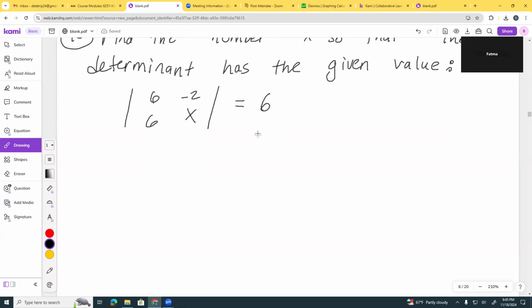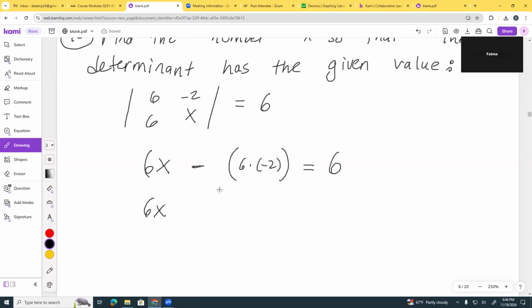What's the determinant formula? What two numbers need to be multiplied? 6 times x. First, we always start with these two. So 6 times x will be multiplied, and what do I get? 6x. What sign will I always use? Minus. Determinant always uses a minus. Next, we need to multiply 6 by what? -2. And then when they subtracted them, what did they get? A 6. That's what we need to set up and solve.